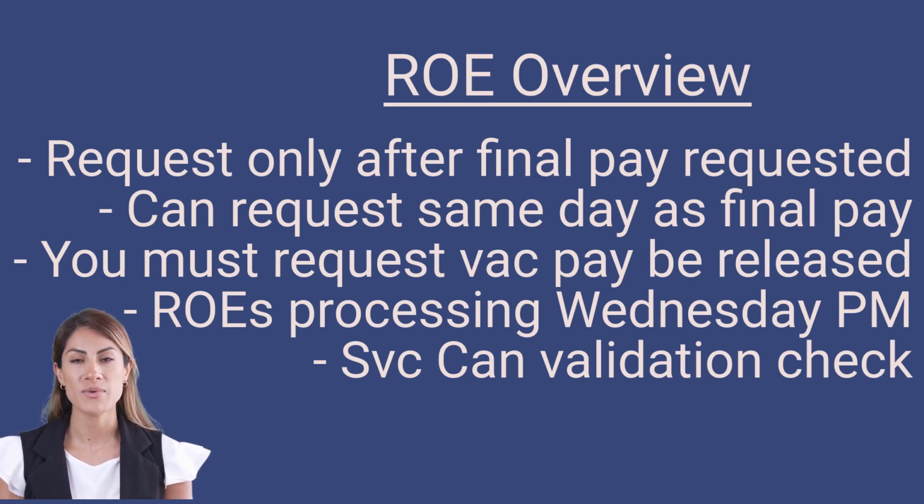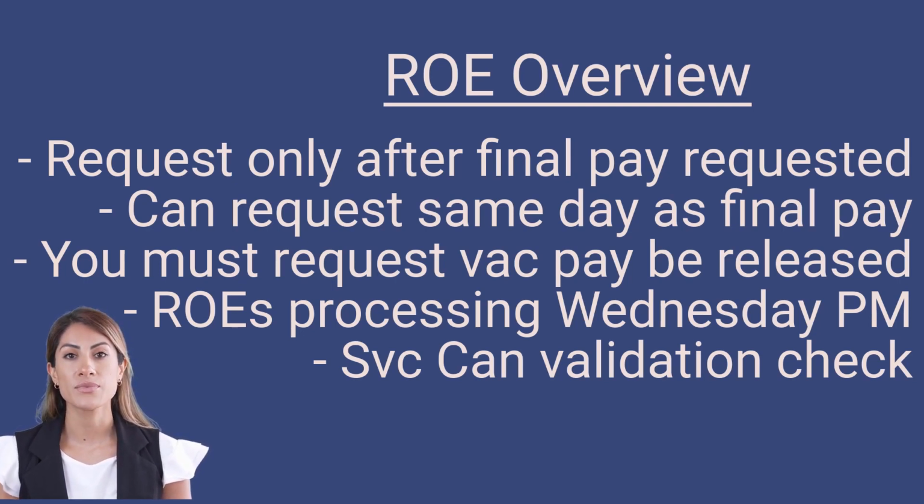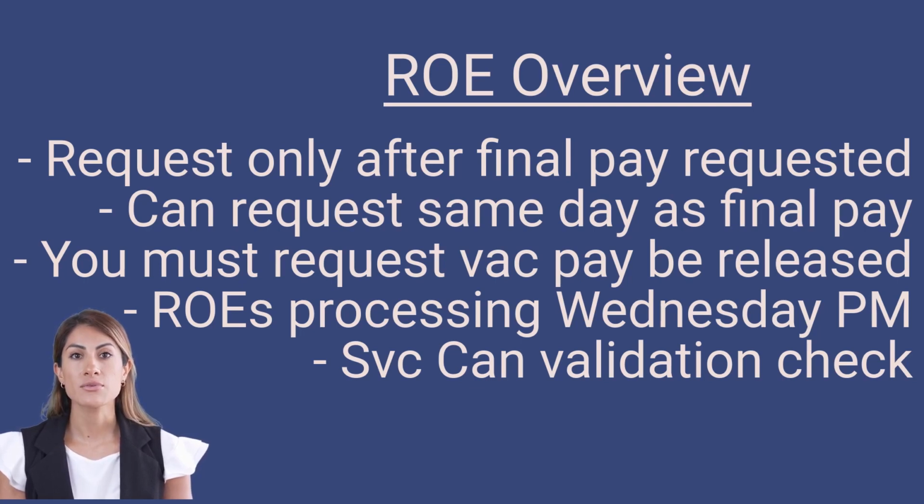1. You can't request an ROE until you, the employer, submit the employee's final payroll through our firm for processing. 2. Once the final payroll has been put through, you can request the ROE the same day. But the employee's final pay date must be during the period covering the last pay period. 3. If the employee's vacation pay is held back, meaning they don't get their vacation pay released with every pay, that too must be requested to be released during the final pay period.